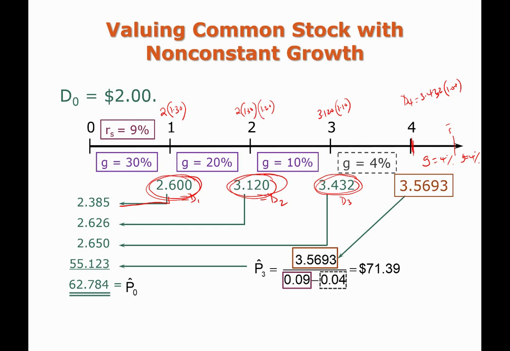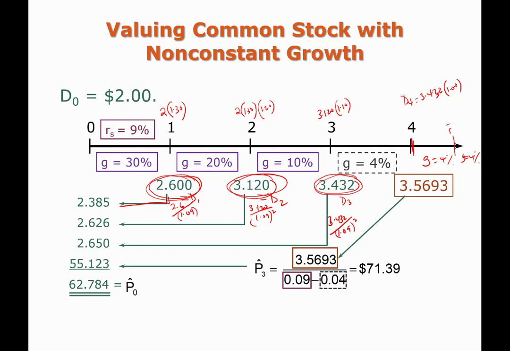So basically what you'll do is take the 2.6 divided by 1.09. And here you'll take the 3.120 divided by 1.09 raised to a power of 2. You discount this to the present. And with this one, you'll take 3.432, and you divide this by 1.09 cubed, or you can use a calculator to discount this to the present.